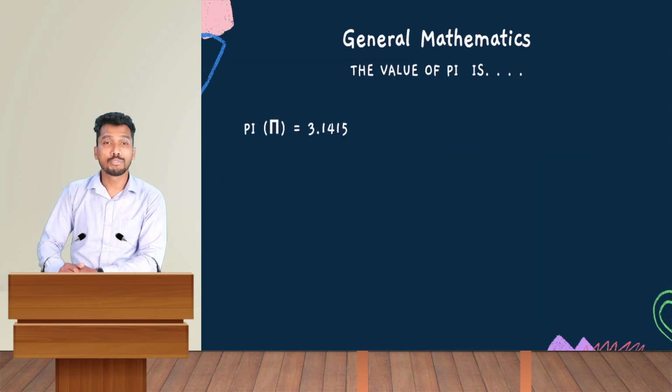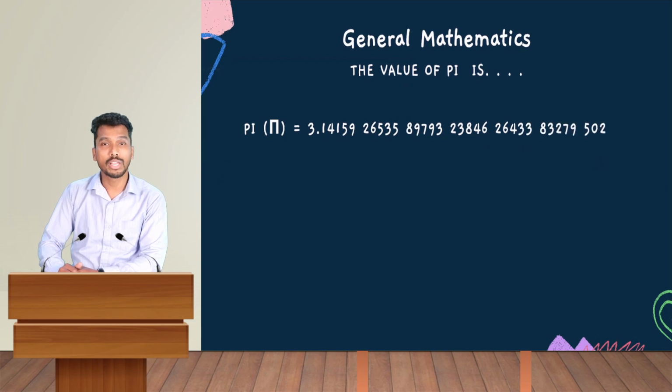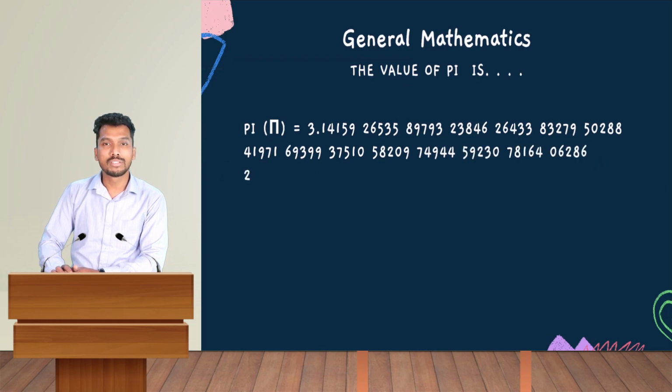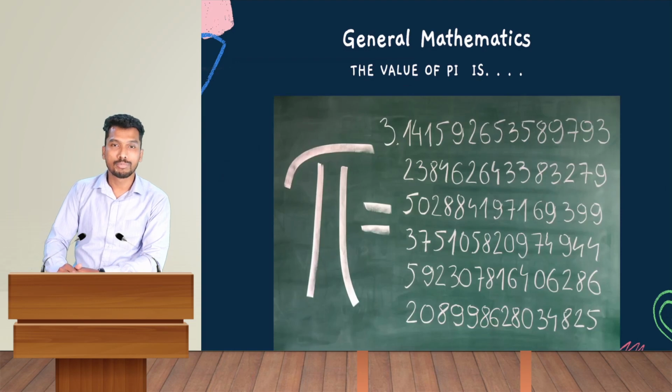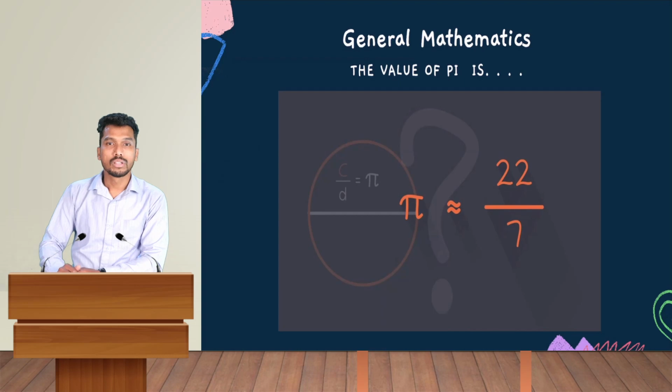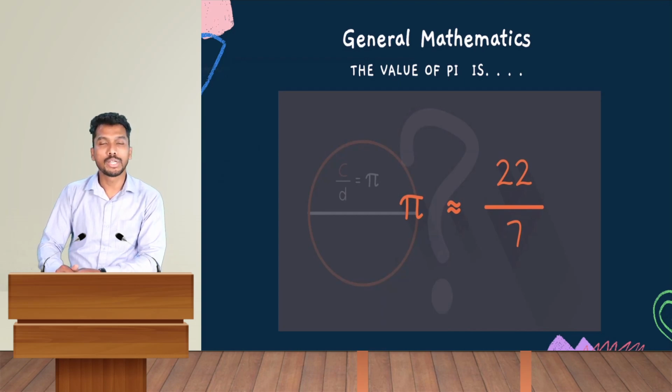So the value of pi is 3.14159265358979 and it goes on. We cannot find the exact value of pi. Nowadays you can see the value of pi on the screen. In fraction form, you can identify the value of pi as 22/7. It's a ratio form of the value of pi.